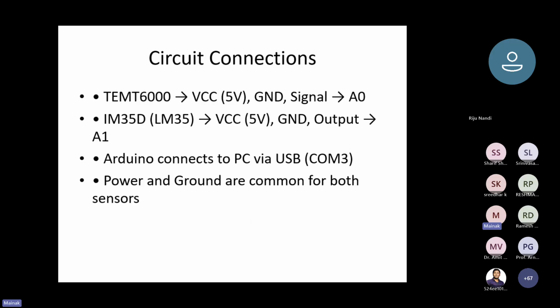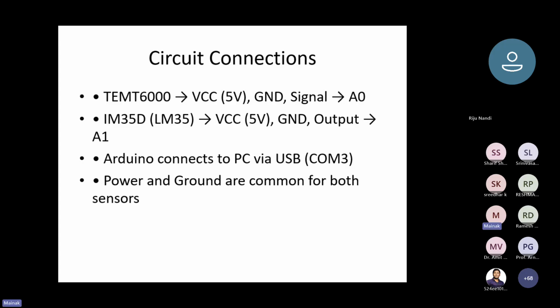So that is a physical circuit connection. The circuit is very simple. We can use VCC and ground, where VCC is 5 volt, or you can use 3.3 volt also, for the LM35 and the same connection for the ambient light sensor. For signal or data, we are using A0, the same as in MATLAB. Previously Riju has shown A0 and A1.